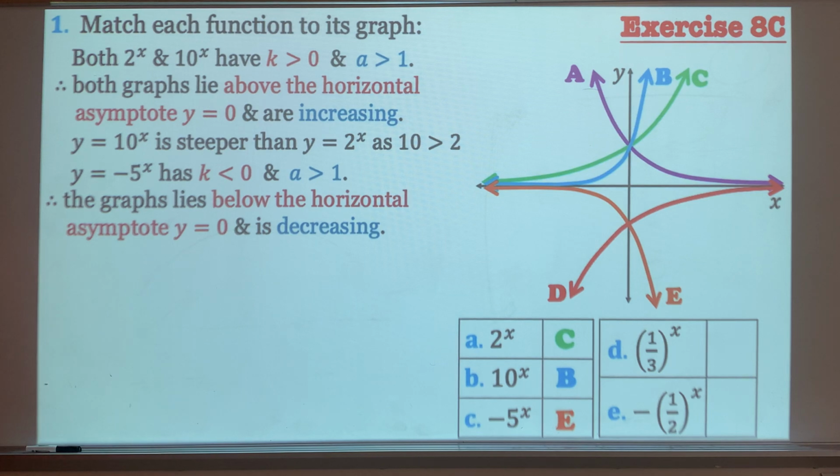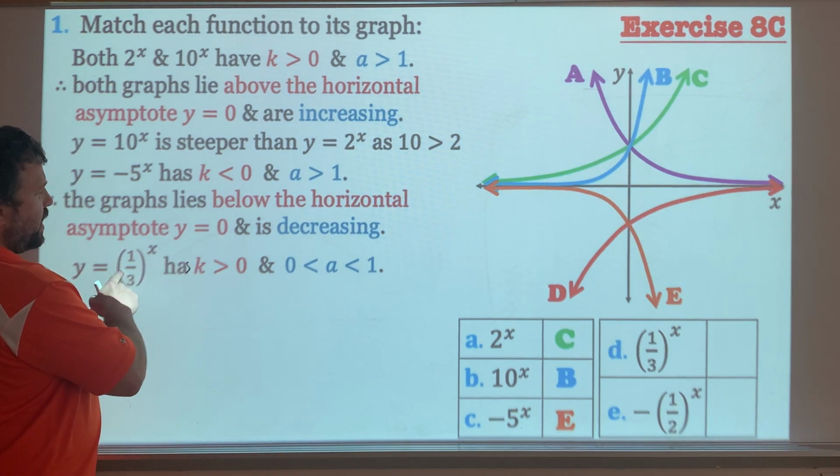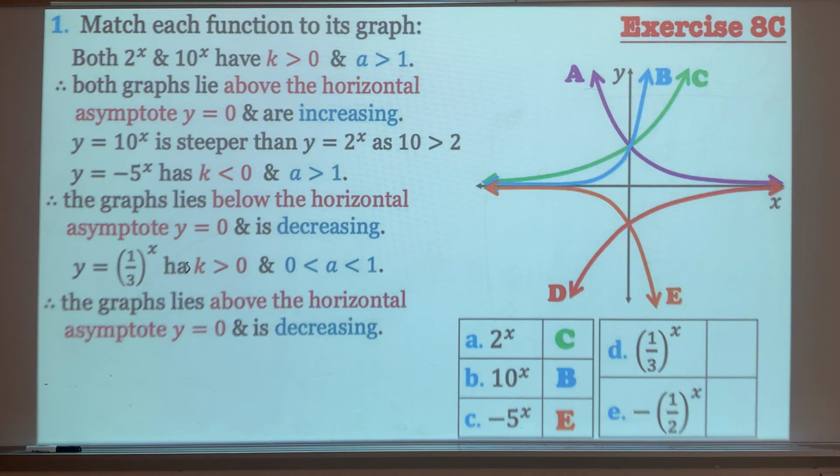All right, now D and E are both fractions. Now 1/3 to the x has k greater than 0, meaning it's positive, and a between 0 and 1. So because it's positive, it's above the horizontal asymptote, and because it's a fraction, it's decreasing. And there's only one choice to do that, and that one is exactly A.